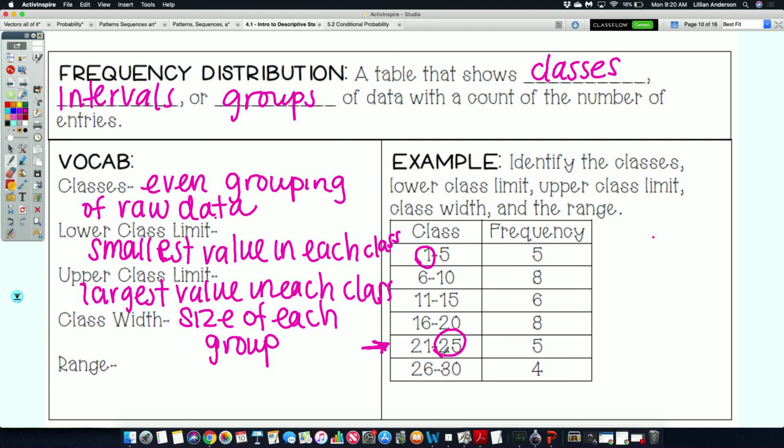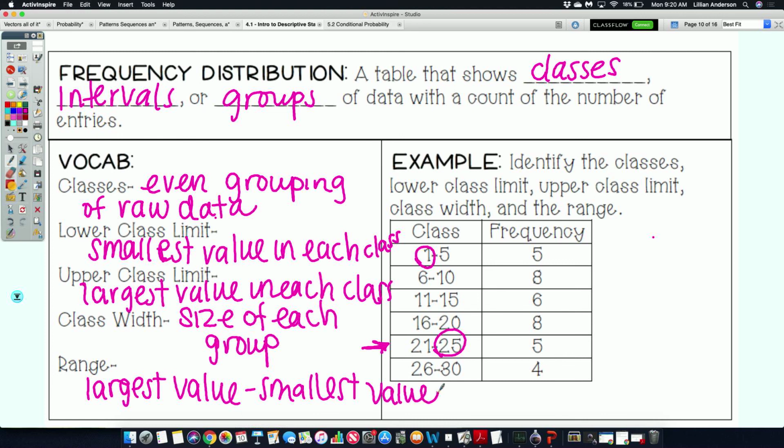Now the range of your data is basically when you take the largest value and you subtract the smallest value overall, so for all of your data. Okay? And usually this distribution comes from your raw data, so you can always see, okay, what's my largest value, what's my smallest. Okay? So there is some vocabulary for you.